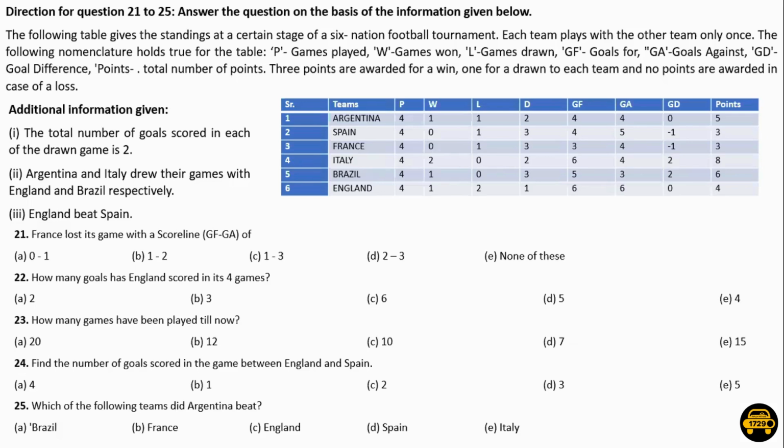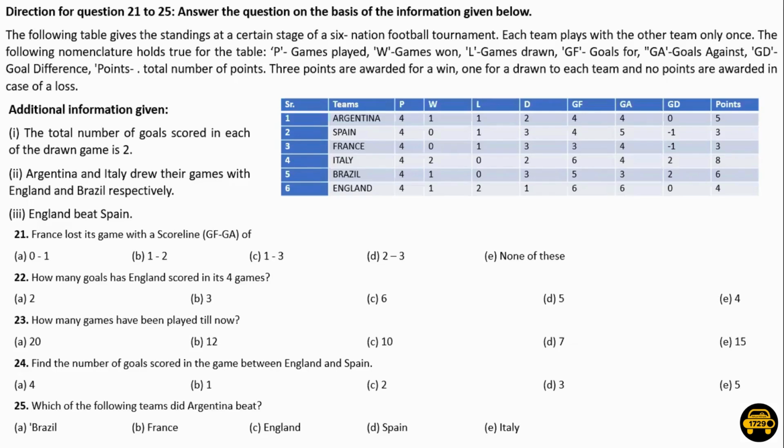P stands for games played, W for won, L for lost, D for drawn, GF stands for goals forward, and GA stands for goals against. GD is goal difference, which is basically goals forward minus goals against, right? And points is the total number of points. If 3 points are awarded to a team if the team wins the game, in case of a draw both the teams get 1 point each, and in case of a loss nobody gets any point, right? Now, we have some additional information apart from this.